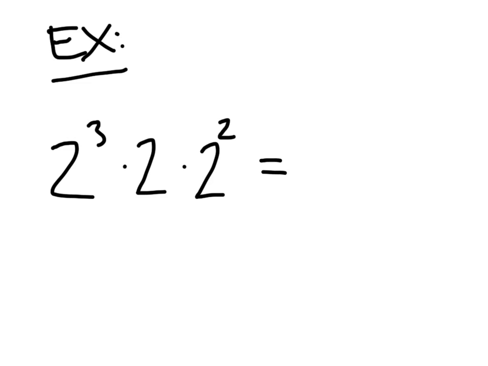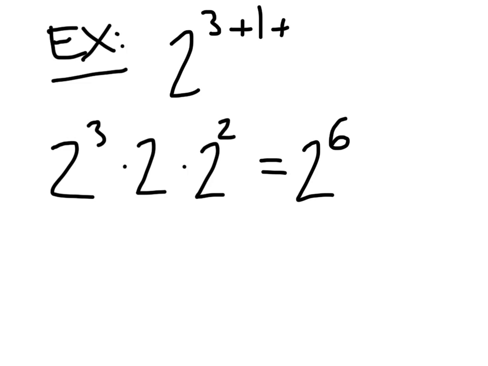I got 2 to the 6th power, which is the exponent, and 2 to the 6th. Like this? Yeah. Very good. Excellent. It says 2 to the power of 6, okay? The reason this works is because it's 2 to the power of 3 plus 1 plus 2, which is 2 to the power of 6.